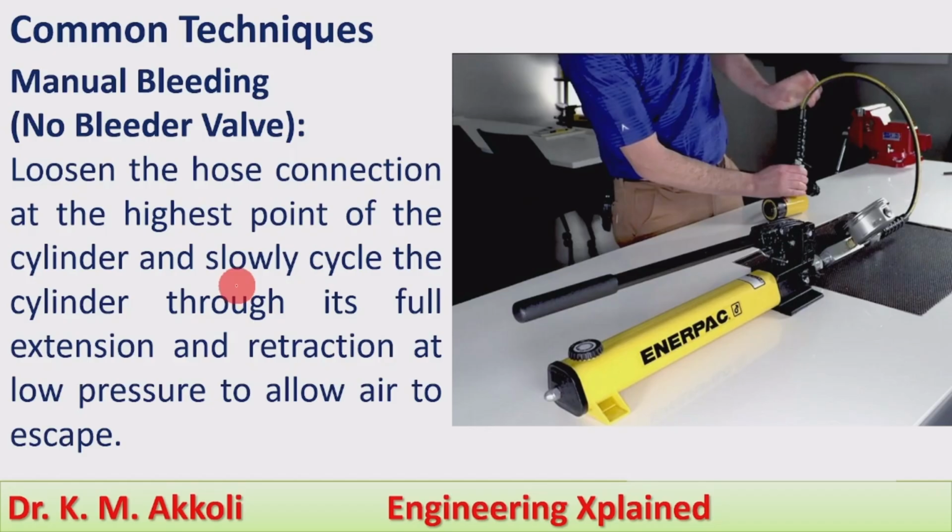It may be the inlet or exit, that should be loosened, and slowly cycle the cylinder through its full extension and retraction. The piston is operated inside the cylinder for full extension and retraction at low pressure. After that, it will allow air to escape. That cycling operation will allow the air to escape from it.